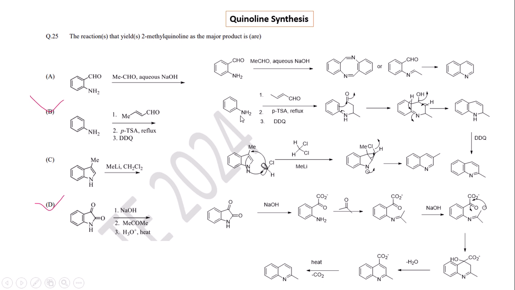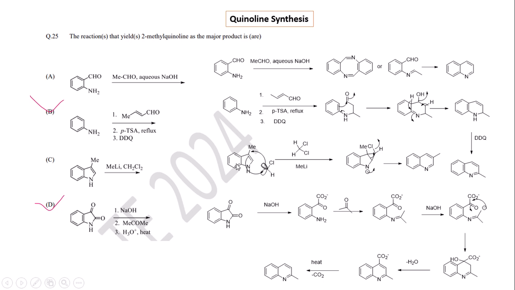In the case of anilines, if we treat them with 2-butynyl aldehyde, then after conjugate addition in the presence of para-toluenesulfonic acid, and after the elimination of a water molecule, DDQ is used. DDQ means dichlorodicyanobenzoquinone, and it can be used for aromatization. It produces the 2-methylquinoline derivatives.